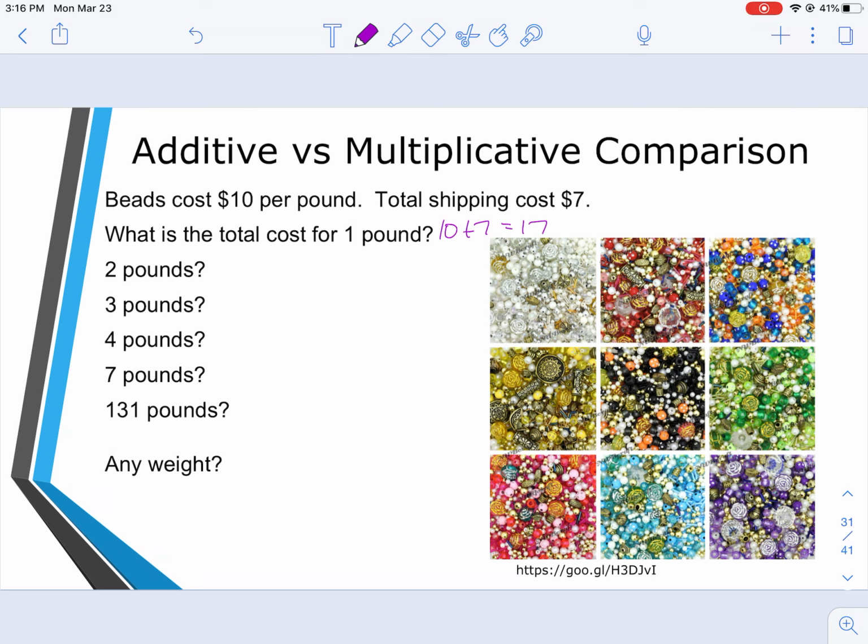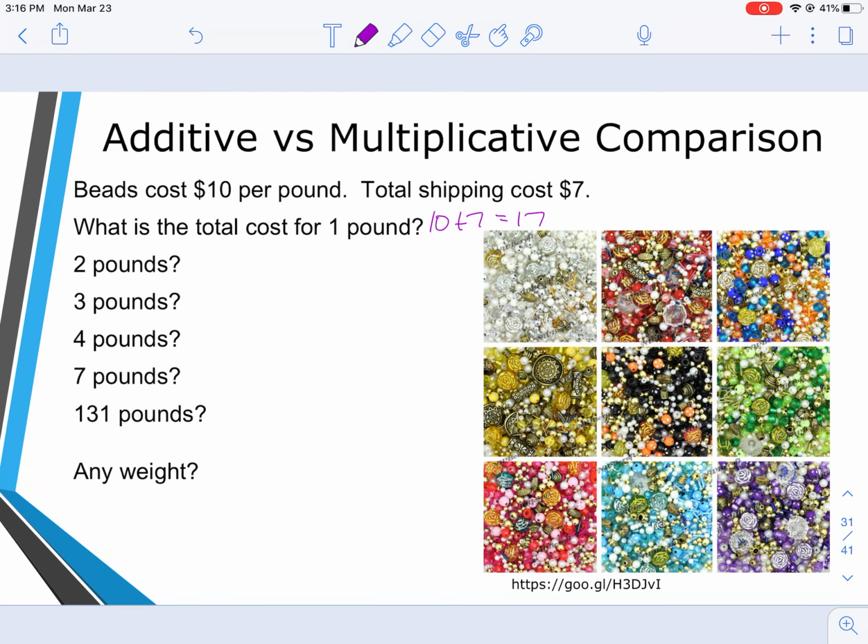Now, here's where the split happens. 2 pounds. Pause a second. What's the mental process that you're going through to figure out how much it costs for 2 pounds? If you did $17, because that gives me 1 pound and the shipping, plus another $10 for $27, there's nothing wrong with that. It's completely accurate. That is additive reasoning. You're thinking about it in an additive way. And there's, like I said, nothing wrong with that.